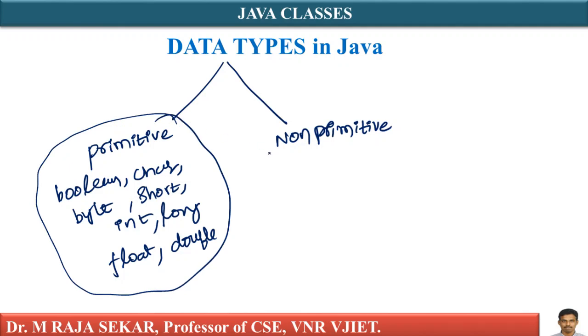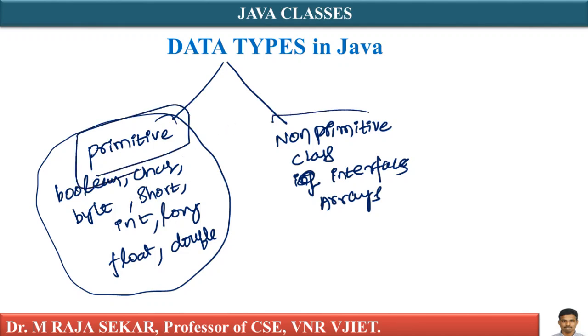What about non-primitive data types? The non-primitive data types include classes, interfaces, and arrays. In this lecture, no, we will try to understand arrays in the next lecture. Broadly, I can categorize them as primitive and non-primitive.